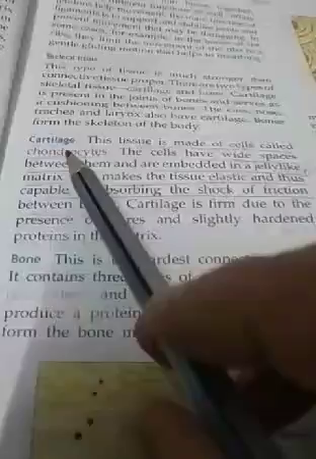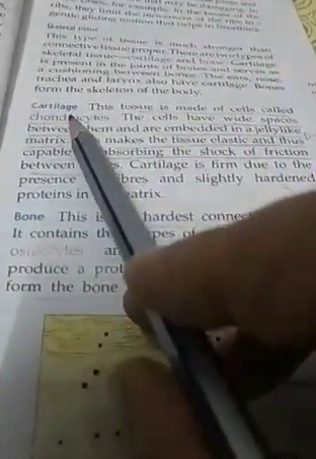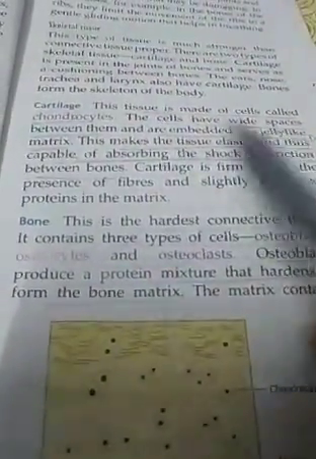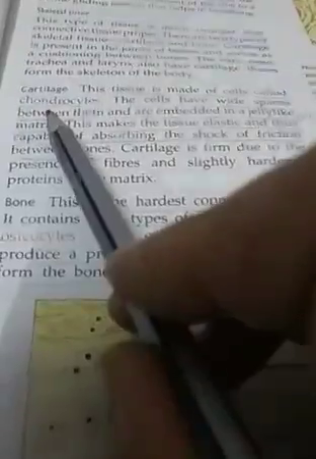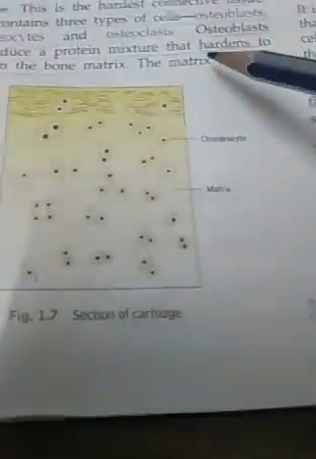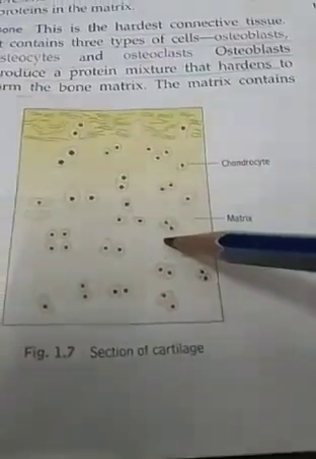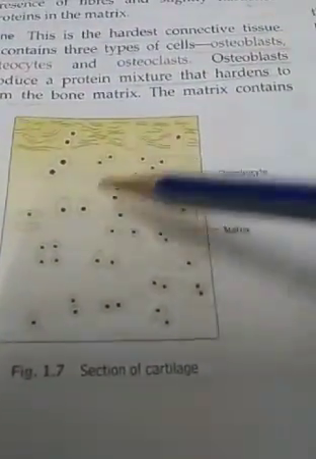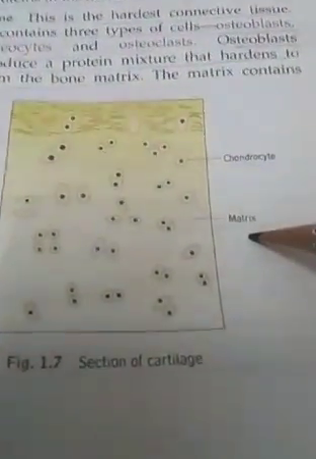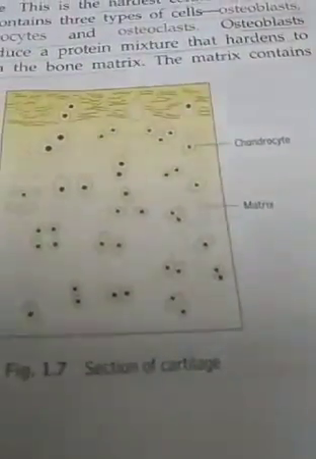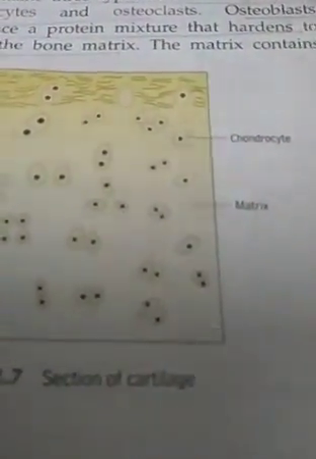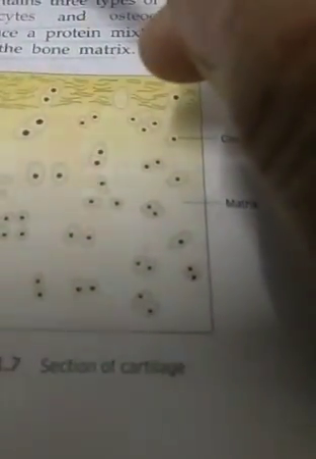First of all, we study the detail of cartilage. This tissue is made up of cells called chondrocytes. Here is a diagram, you can see these different cells called chondrocytes, and they are embedded in the matrix. Chondrocytes have wide spaces between them and are embedded in a jelly-like matrix.